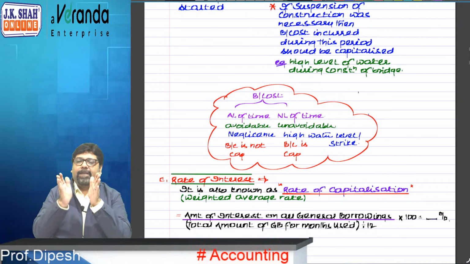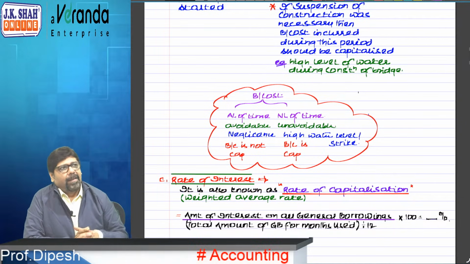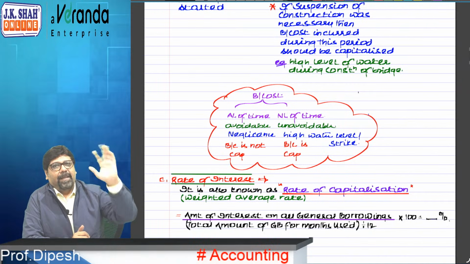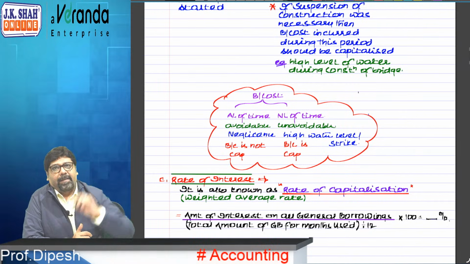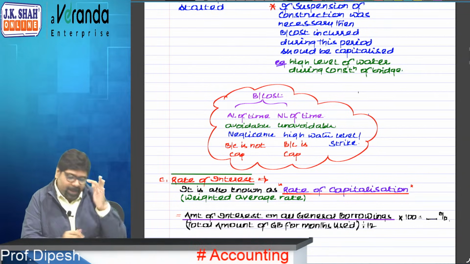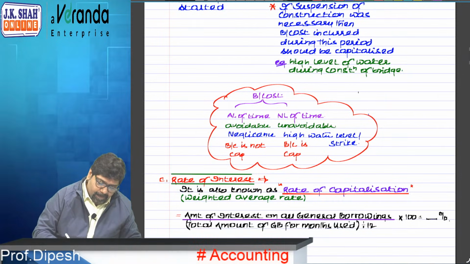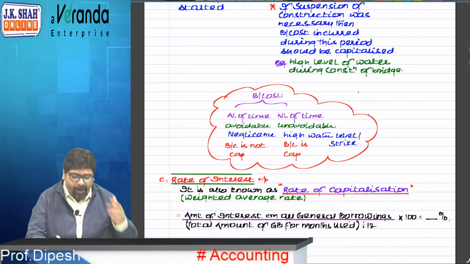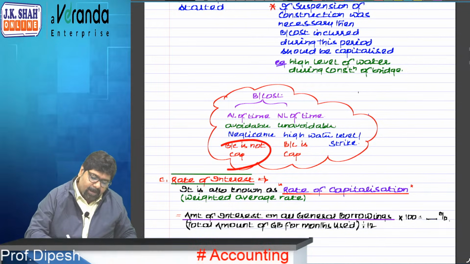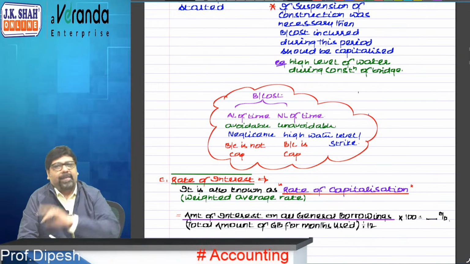Suppose for 3 months we could not do work. Why? Daughter's marriage, Diwali celebration, Holi celebration, or because of laziness. All this is avoidable. This is known as abnormal loss of time. I could have avoided it. Because of negligence, borrowing cost will not be capitalized for these 3 months.